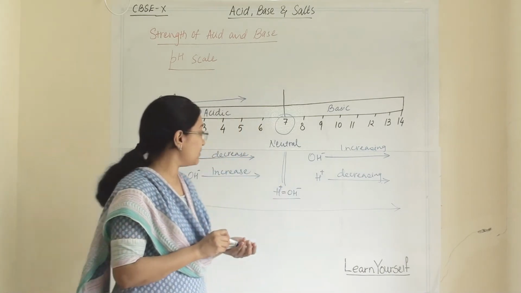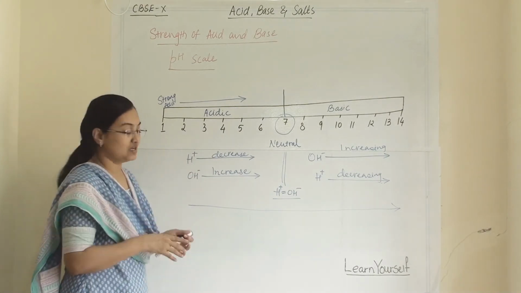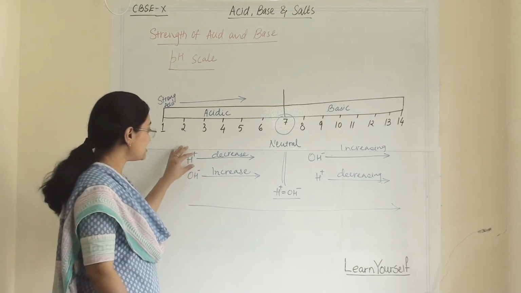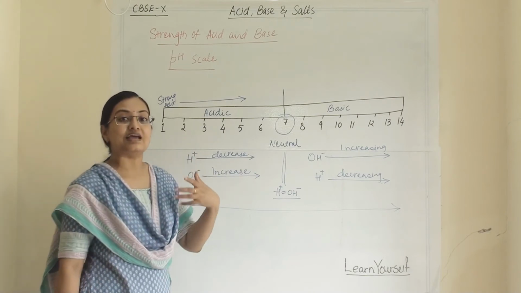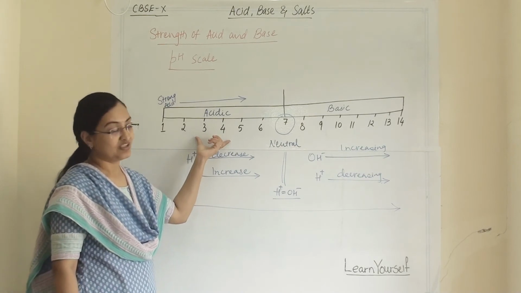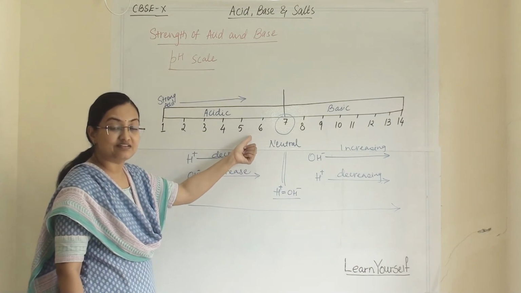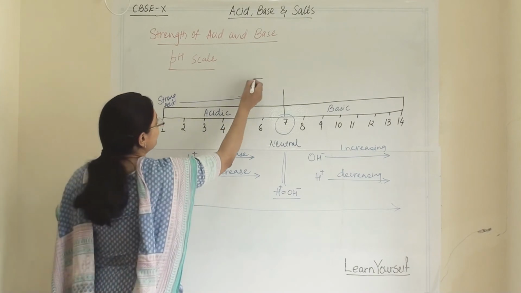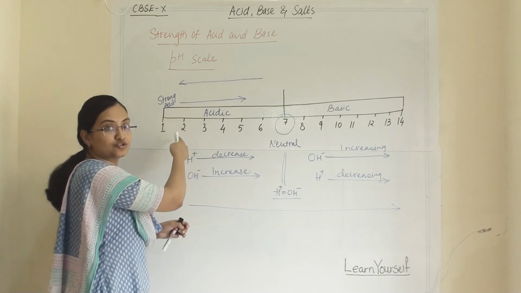It is not that when an acidic solution is there, OH minus will be absent. OH minus will be there, but it is very less, so H plus is dominating. When H plus is dominating, the acidic character is more and that is termed an acidic solution. And as the pH decreases, the character of the acid will become stronger. When you go in the reverse direction, from 6 to 1, the acid will become stronger and stronger.